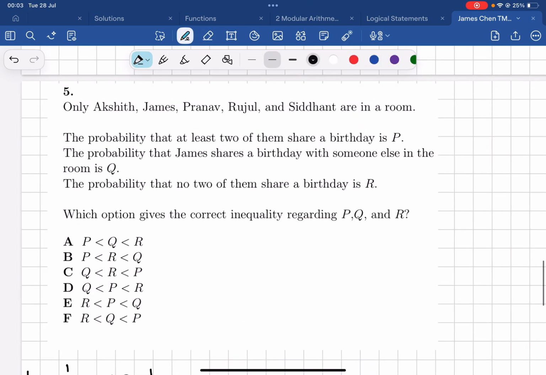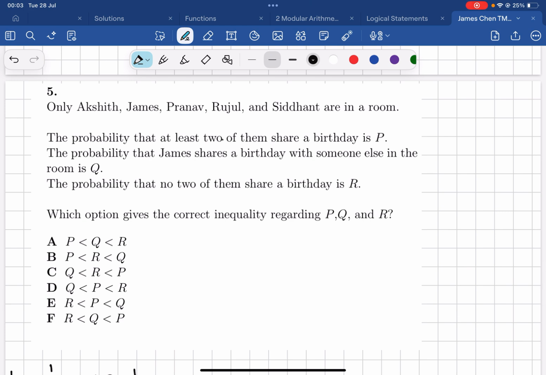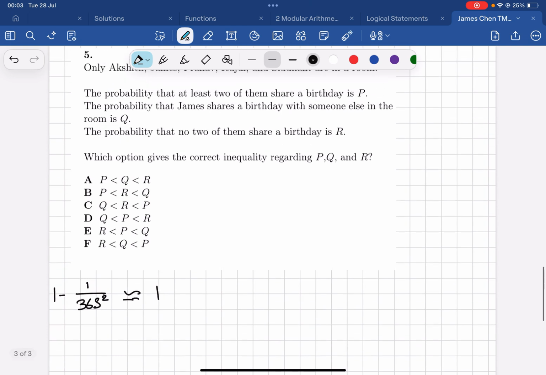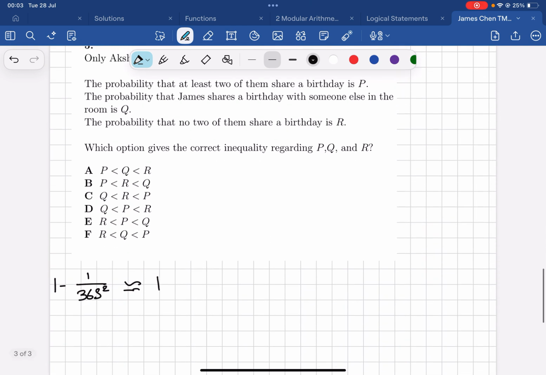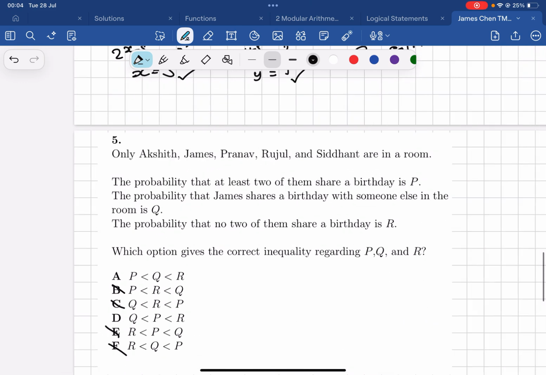And compared to the other 2 probabilities, so P, the probability that at least 2 of them share a birthday, this is obviously going to be much more. So we can eliminate ones where R is not the greatest. So get rid of B, C, E and F. So all we're left with is A and D, and we just need to compare P and Q.